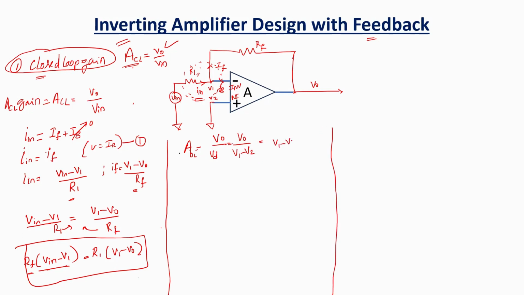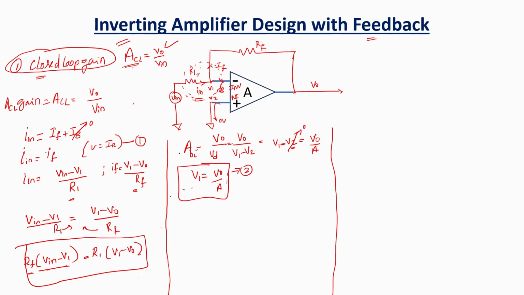It is V1 minus V2, which is V naught divided by A. What is V2? V2 is grounded here, nothing but 0 volt, so I can forget this 0 volt. So V1 is equal to the output voltage V0 divided by A. So can we have this formula? I think this is equation 2.